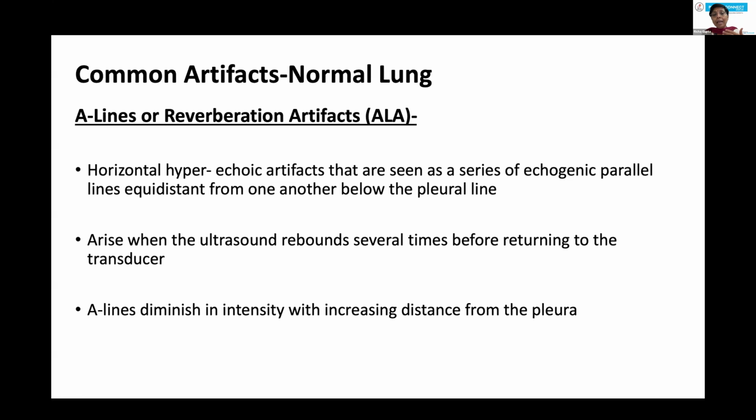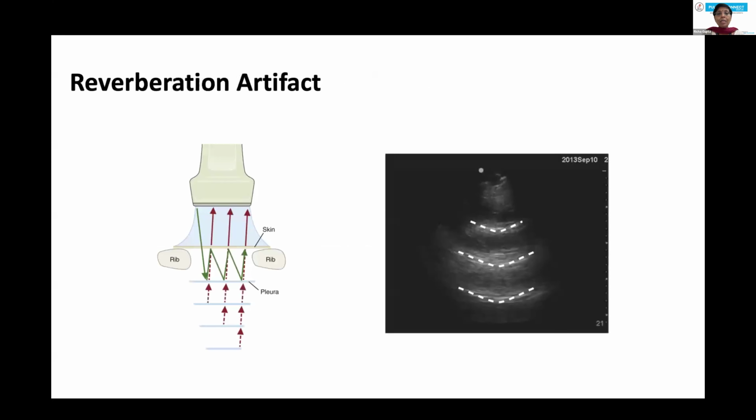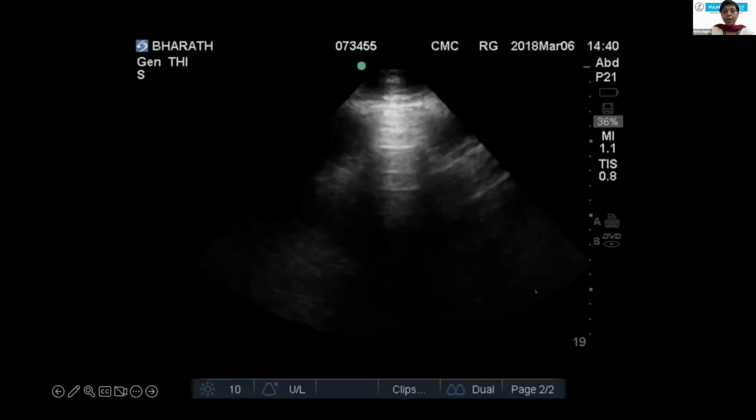Now, they arise when the ultrasound rebounds several times before returning to the transducer. The property of A lines is that they start from the pleural line, below the pleural line, and they start diminishing in intensity as the distance from the pleura increases. So this is what we are talking about, the reverberation. You will have the pleural line and then you will have these horizontal lines, which are called the A lines. I'll show you the video as well.